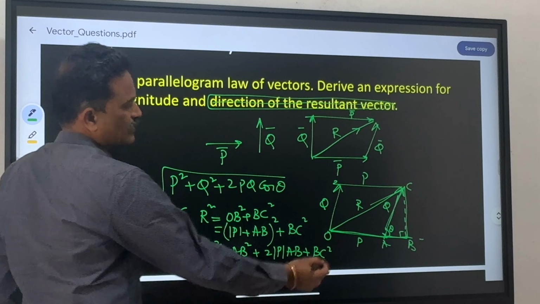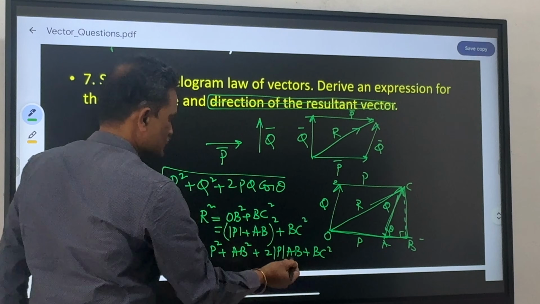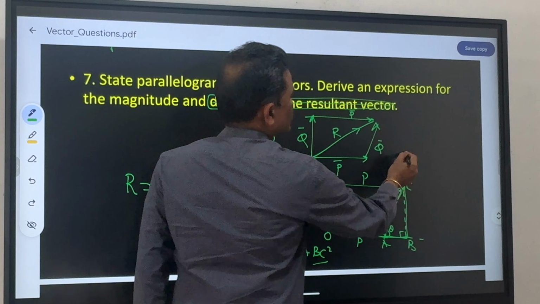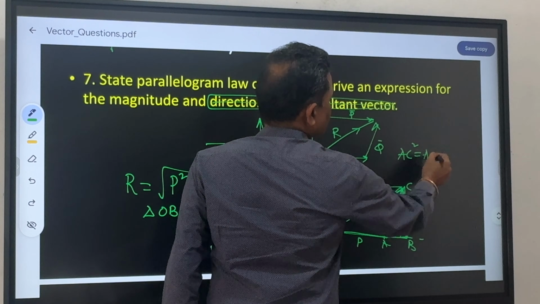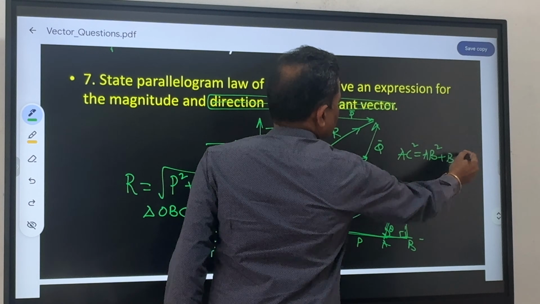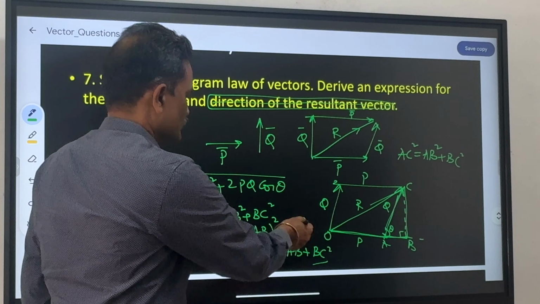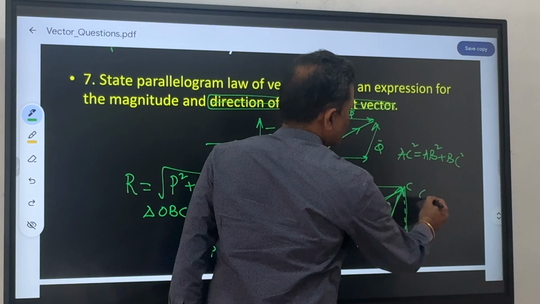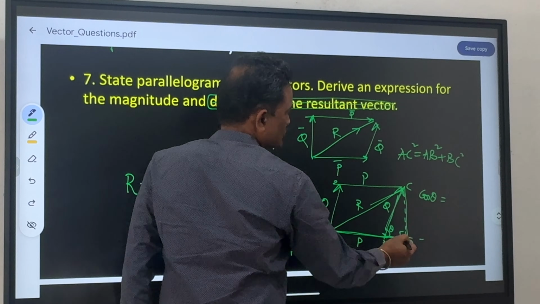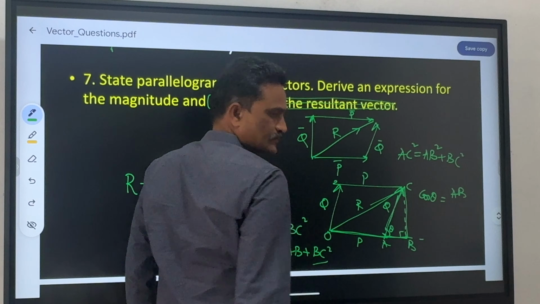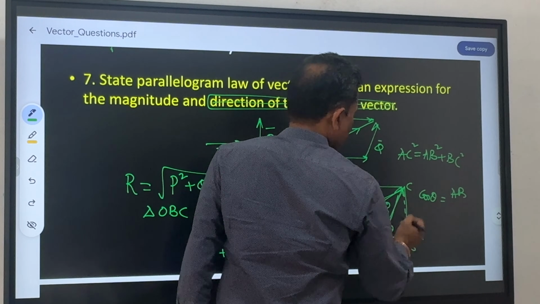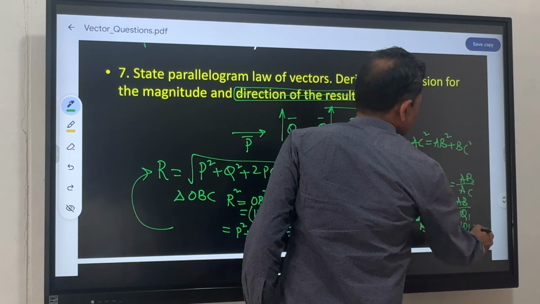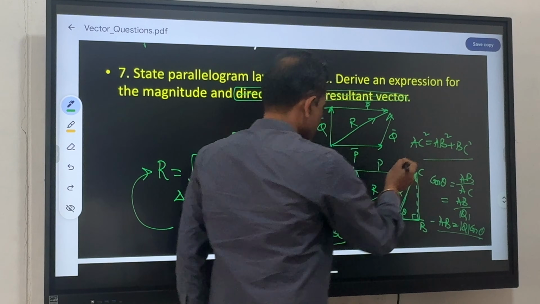So in the smaller right angle triangle, AB square plus BC square is nothing but AC square. So AC square is equal to AB square plus BC square. This can be written here. That is the usage of the smaller triangle. From the smaller triangle I can define cos theta. Cos theta is adjacent, so adjacent is AB divided by hypotenuse AC. It says AB is equal to mod Q cos theta. So substitute this and this in this.